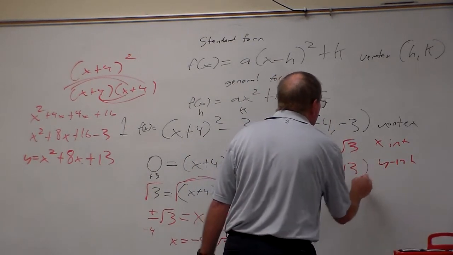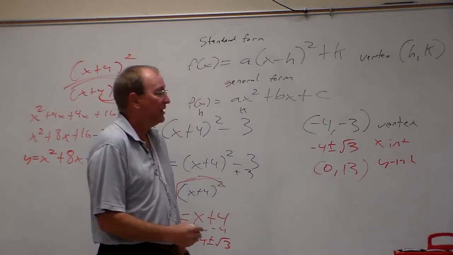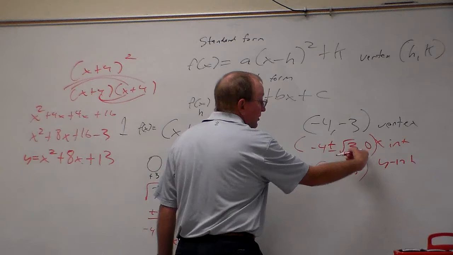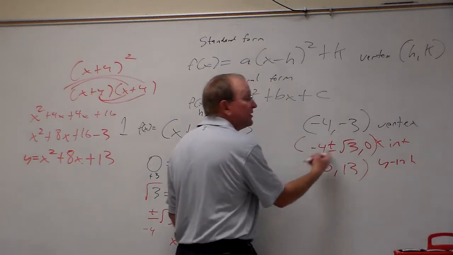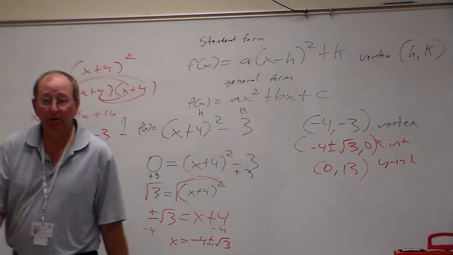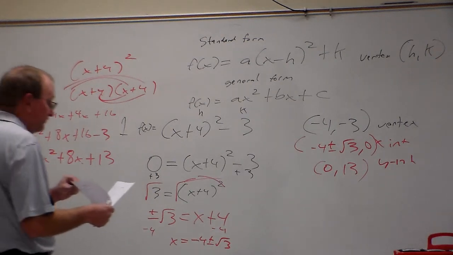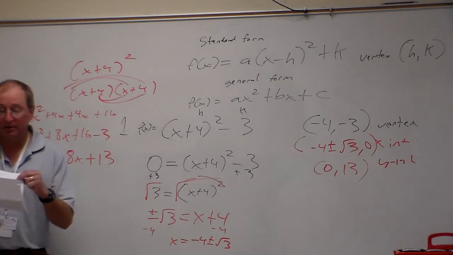So the y-intercept occurs at, technically, 0 comma 13. The intercept might really be written like this: number, comma, 0. I would just take that on the test, but I wanted to point that out. So that would be the answer to number 1.